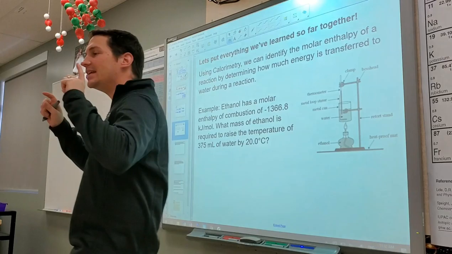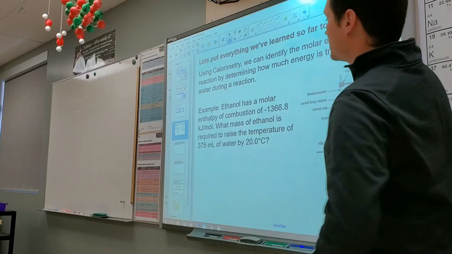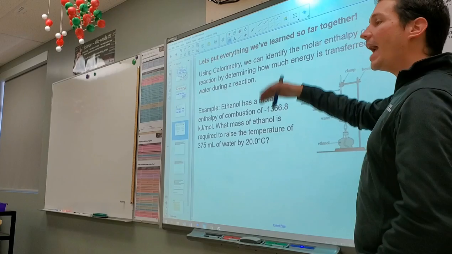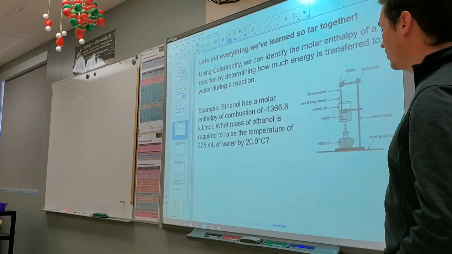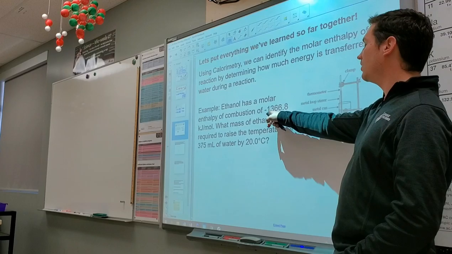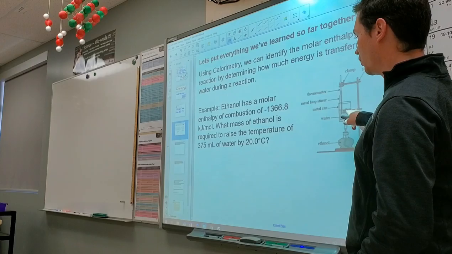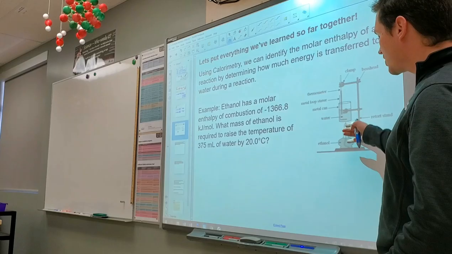Let's put everything we've learned together so far. Again, that idea of gaining energy versus losing energy is going to come into play hugely in the following ideas. So let's think about this. Using calorimetry, we can identify the molar enthalpy of a reaction by determining how much energy is transferred to the water, as long as we know how much of the substance was used up, or how much reacted. As an example, this is a calorimetry experiment. We're using a calorimeter. Ethanol has a molar enthalpy of combustion of -1,366.8 kilojoules per mole. So what mass of ethanol is going to be required to raise the temperature of this water by 20 degrees Celsius?